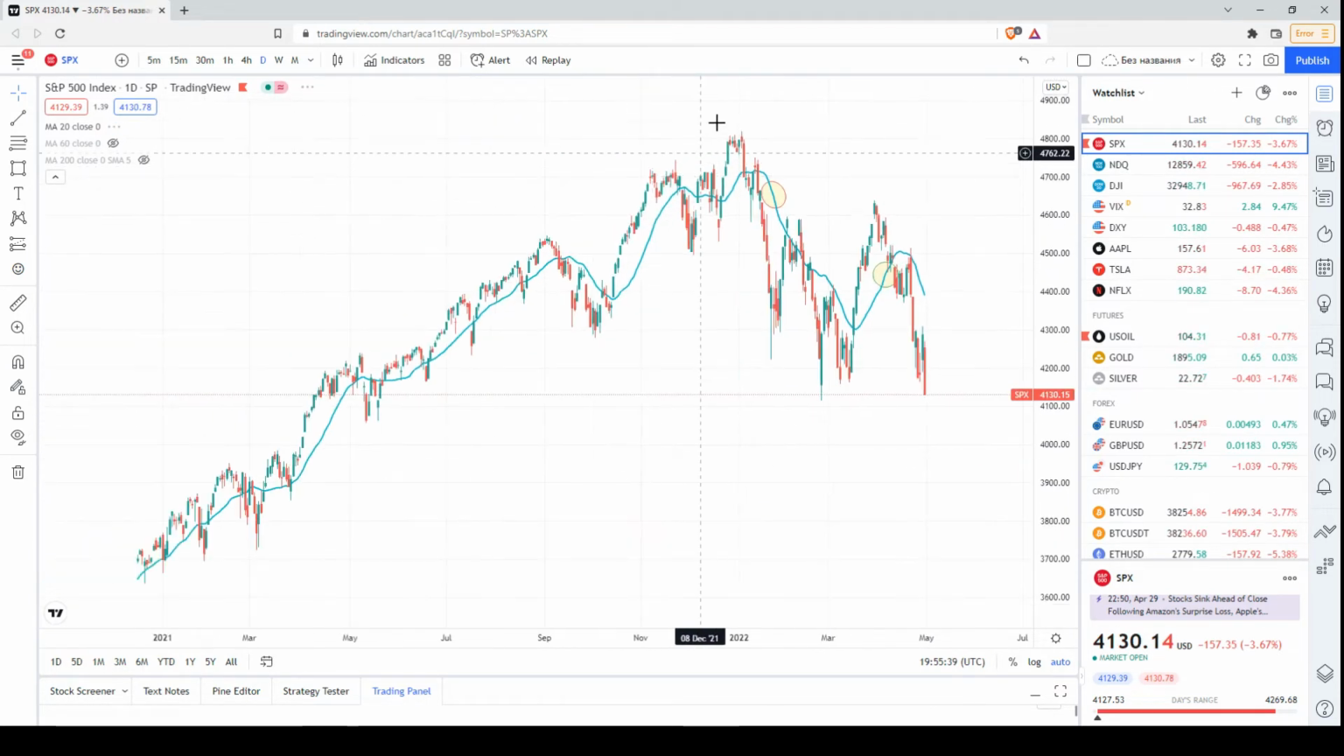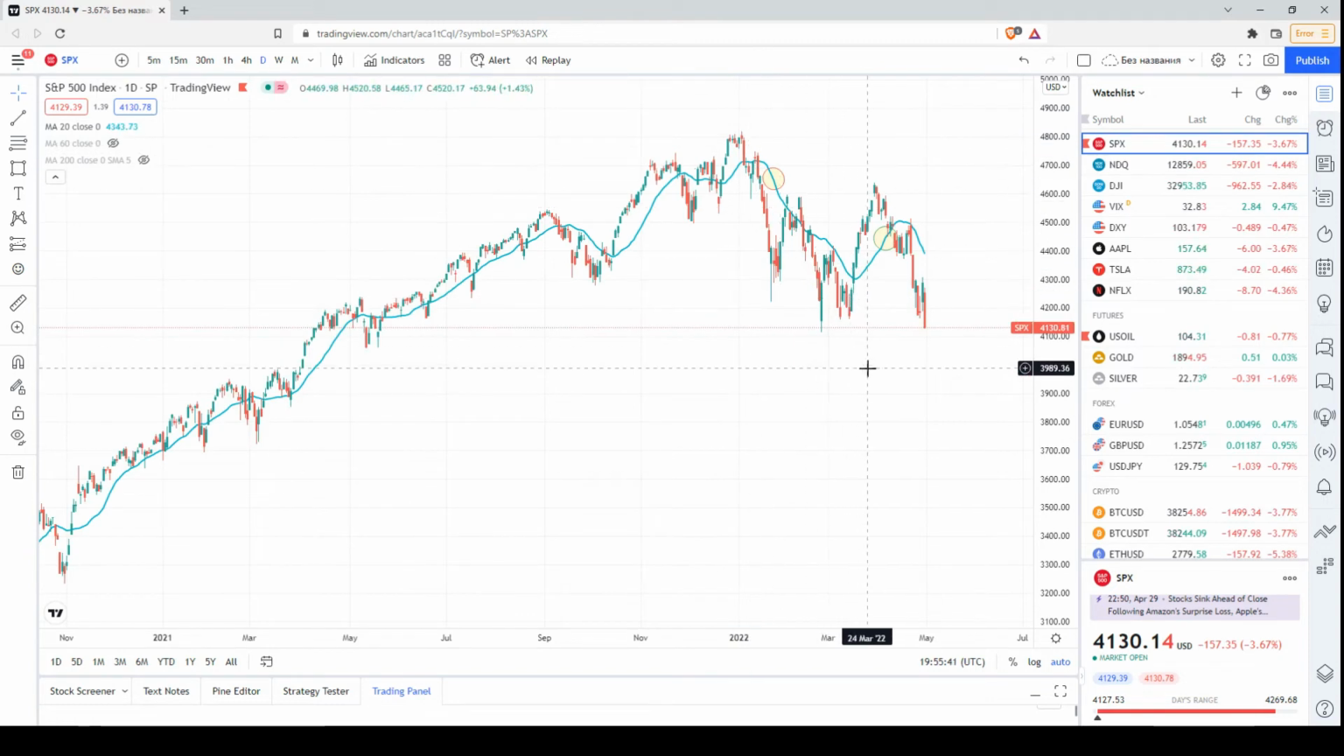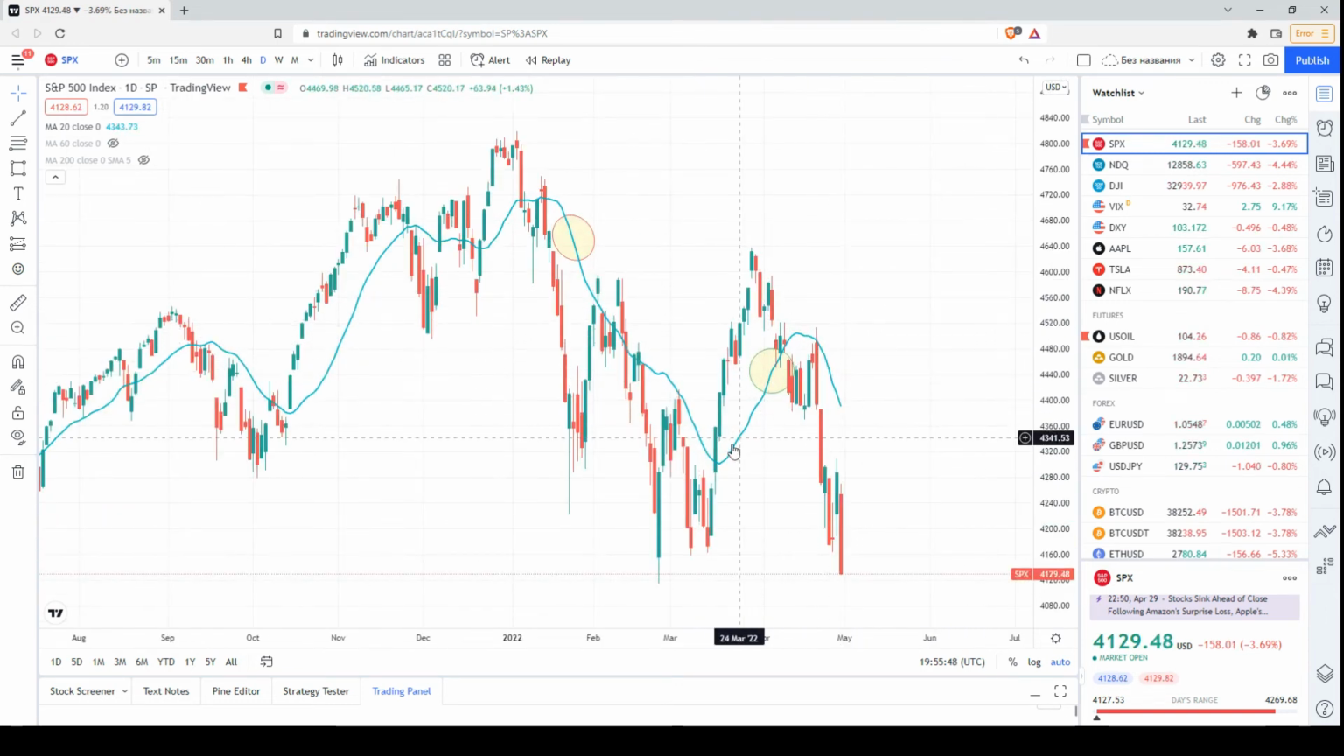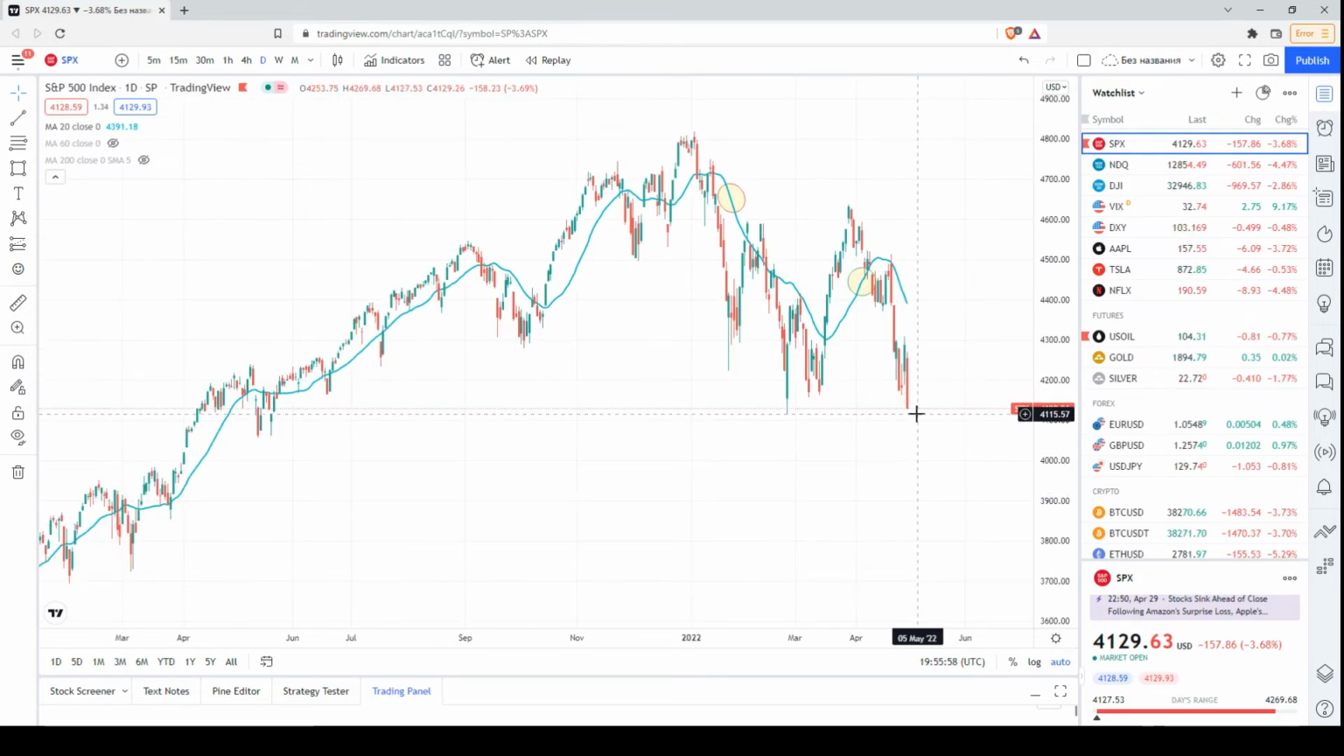Since the beginning of this correction, the price has been mainly below this 20-day moving average or 1 month moving average. During the rebound, the price surpassed the 20-day moving average, but it dropped below the 20-day moving average in the middle of the month, and now it's obvious that we are significantly below the 20-day moving average or 1 month moving average, and this is a bearish signal.